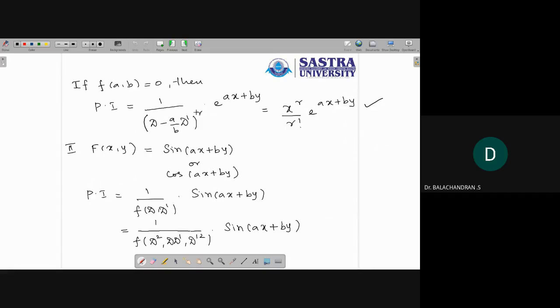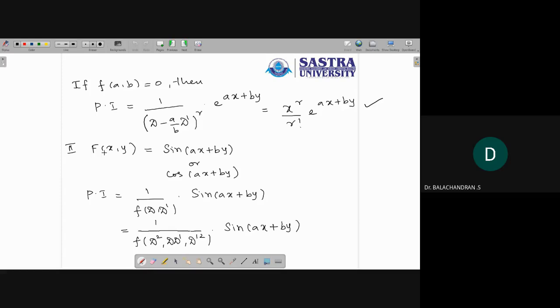If it is power r, then the PI is equal to x^r / r! times e^(ax+by). Sometimes you cannot write it like this. In those cases you should multiply the numerator by x and differentiate the denominator with respect to D. If you solve problems, you can understand these types of situations.